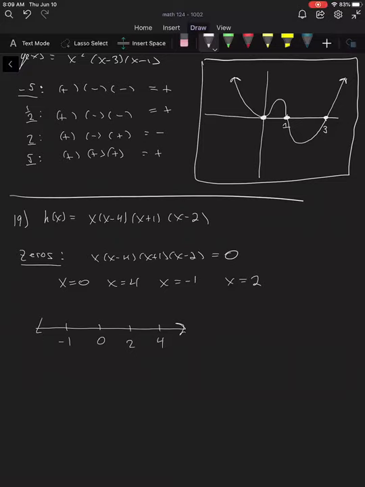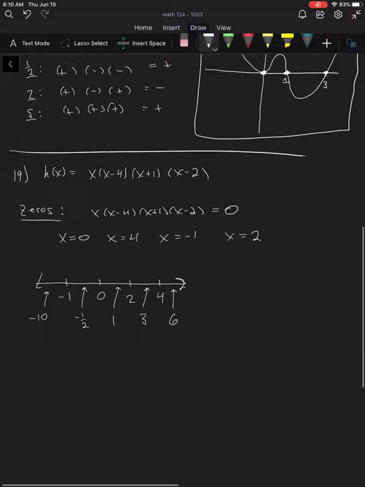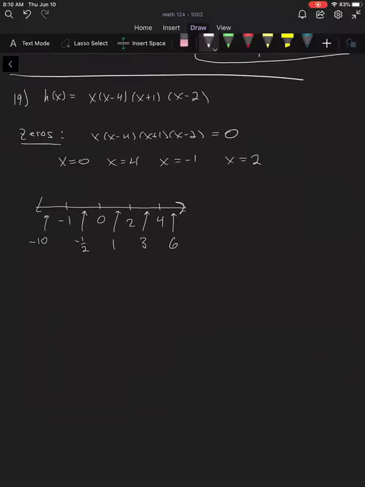And then we pick points in each of these sections. So the first point we pick, left of minus 1, let's choose minus 10. In between minus 1 and 0, we could choose minus 1/2. In between 0 and 2, choose 1. In between 2 and 4, we could choose 3. And bigger than 4, we could choose 6. All right, so now we plug all of these points back into h of x to see if it's a positive or a negative number.